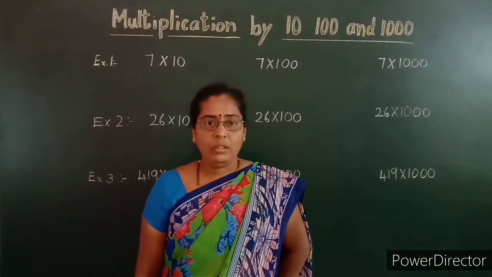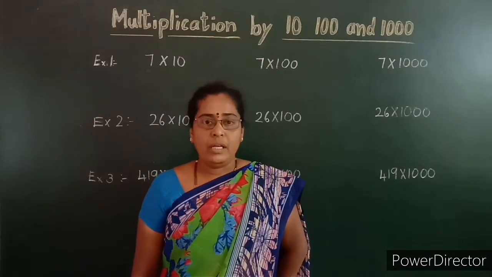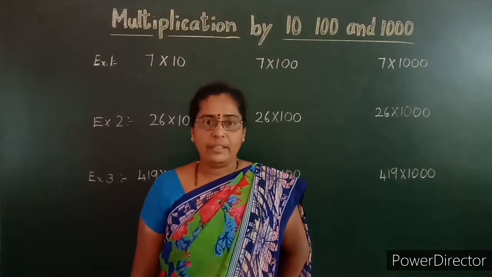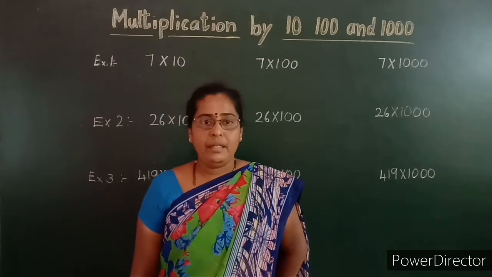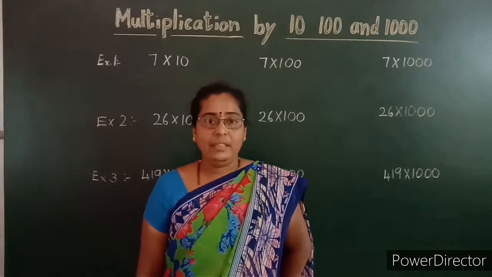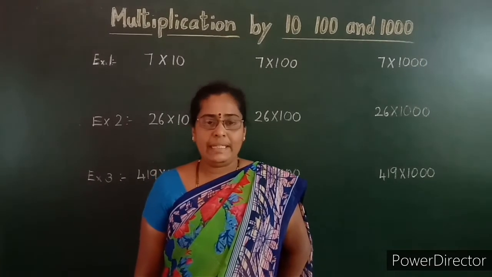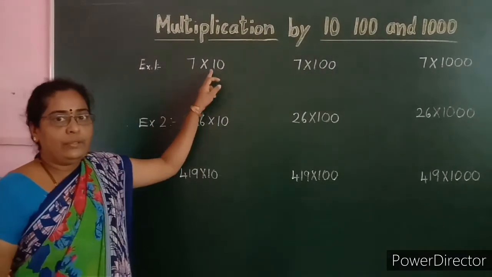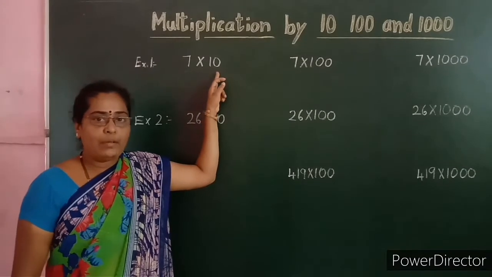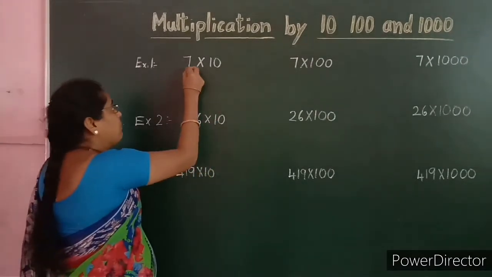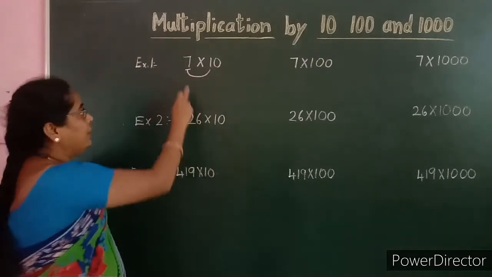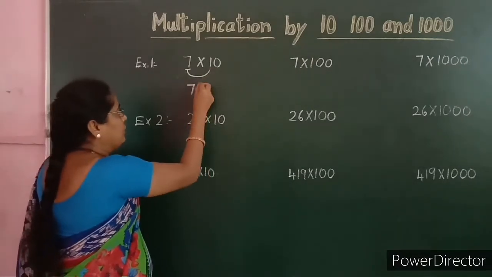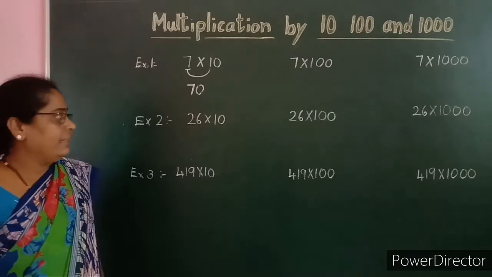Now I am going to discuss multiplication by 10, 100 and 1000. When we multiply any number by 10, 100 and 1000, the multiplication becomes very easy. For example, 7 into 10. Here, what you have to do is just multiply the number by 1, that is, 7 ones are 7, then write the number of zeros. So 7 tens are 70.